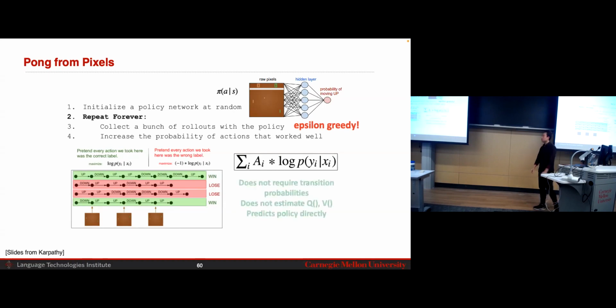And if you observe what's happening here, it doesn't require any transition probabilities. It doesn't require them at the beginning. We don't have to approximate them using expectations. It doesn't require me to estimate my Q's and V's because we're not doing value-based learning. But what we're actually doing is just directly learning the policy.